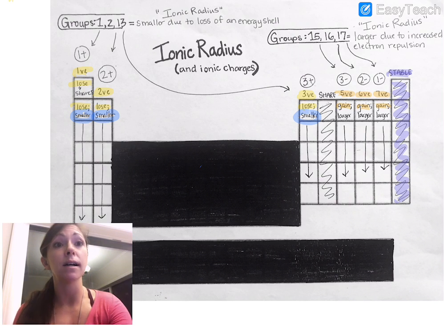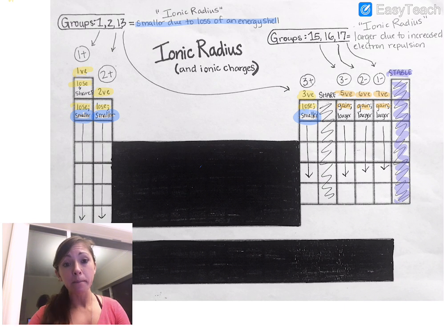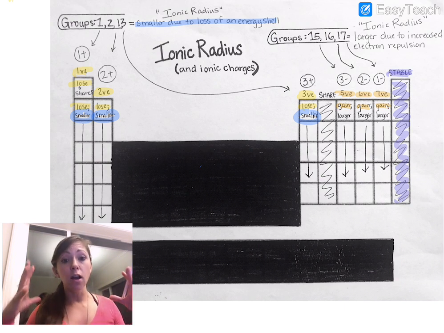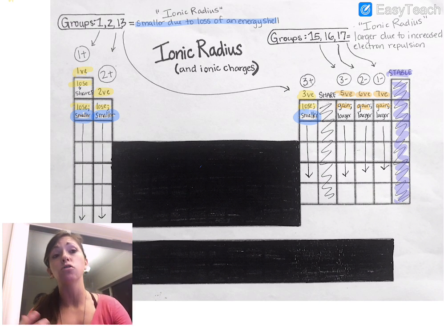And that is because they lose an energy shell, okay? So groups 1, 2, and 13 are larger as a regular ground state atom, but as an ion, they are smaller, okay? So their ionic radius is smaller than their original atomic radius.